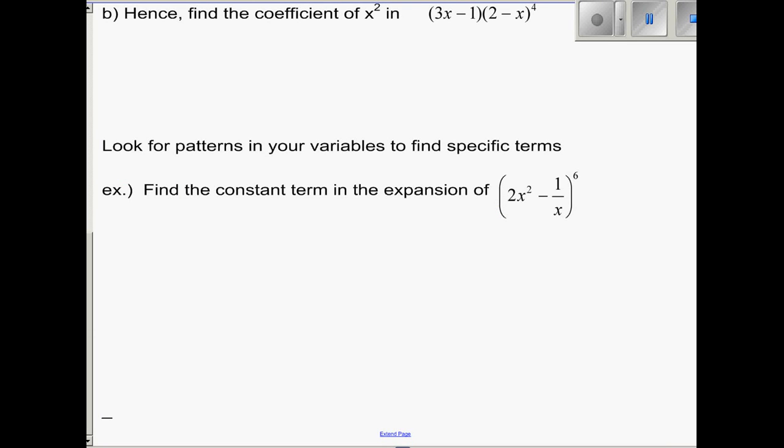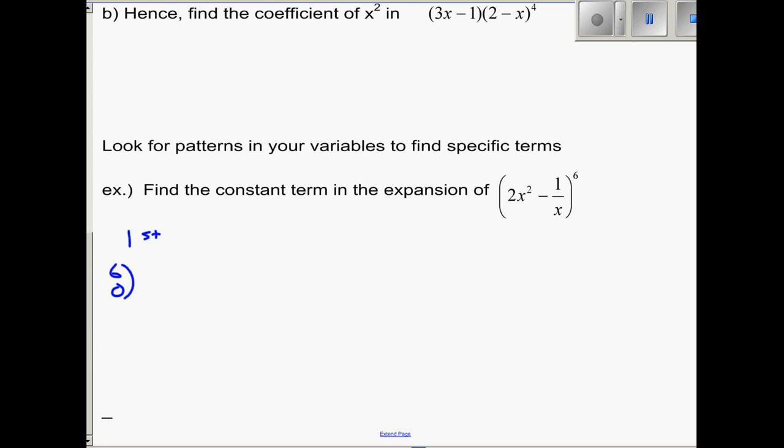Sometimes when we're looking for specific terms in our expansions, we'll want to look at patterns that appear on the variables. So let's take a look at this one. Find the constant term in the expansion of 2x squared minus 1 over x to the power of 6. There is a formula for finding a specific term in an expansion, but what I like to do is just write out the pattern, and everything sort of takes care of itself.